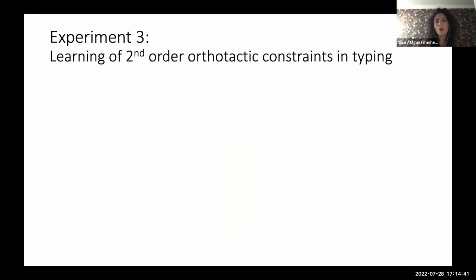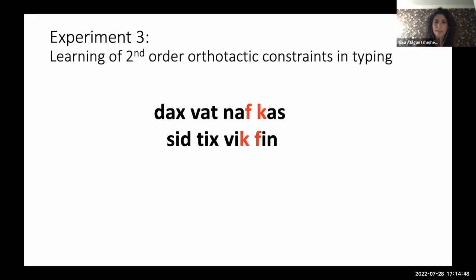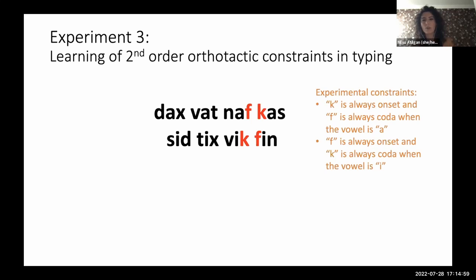Moving on to the third and last experiment, learning of second order orthotactic constraints in typing. Again adapted from the spoken production studies, we had our experimental constraints contingent on a vowel. Specifically, K is always onset and F is always coda if the vowel is A, and the other way around if the vowel is I. Again, participants are exposed to these constraints within the same experimental session. Vowels alternated one after each other.